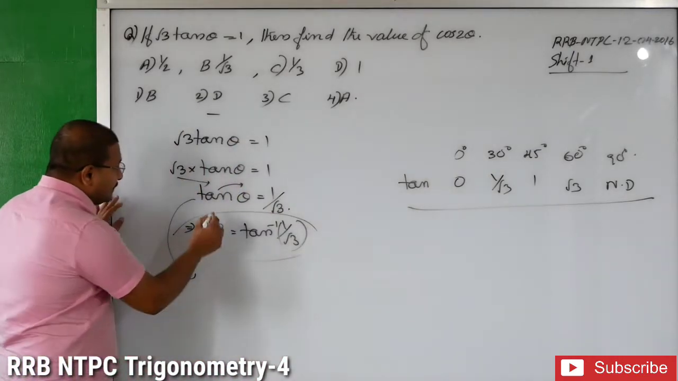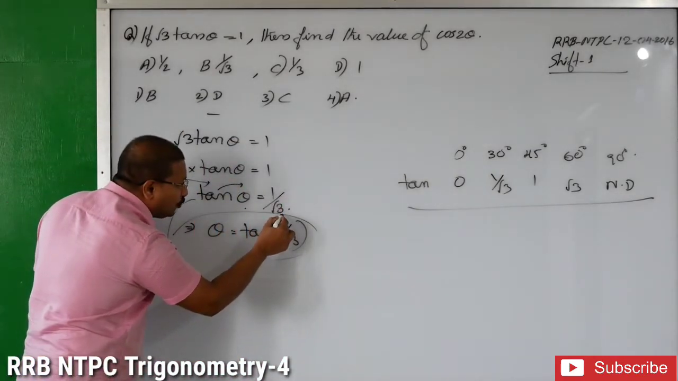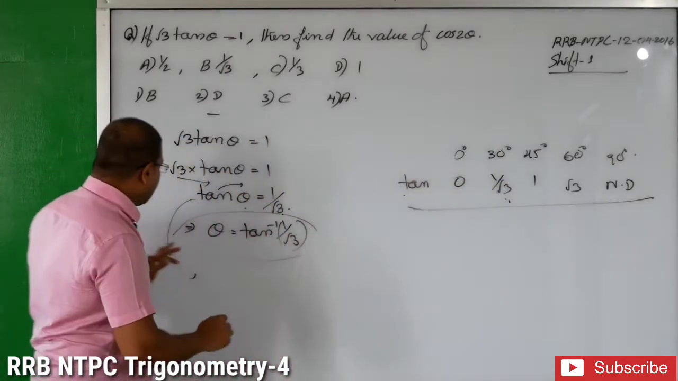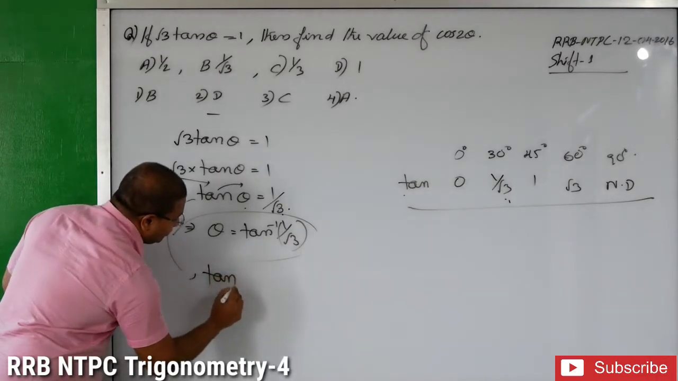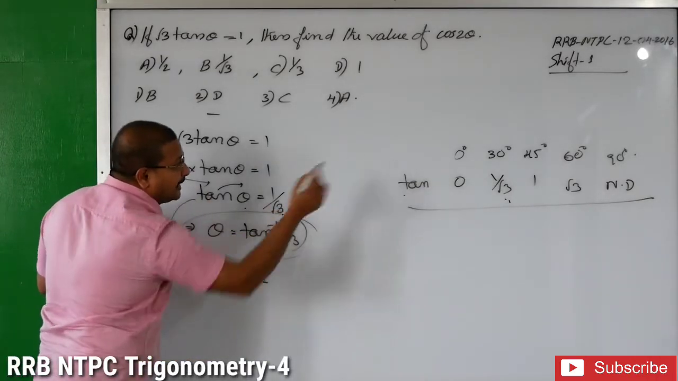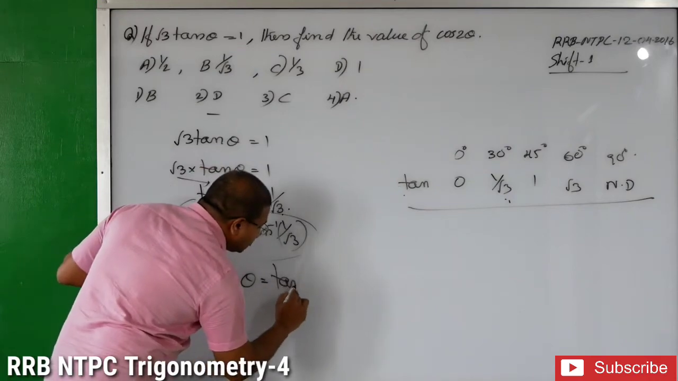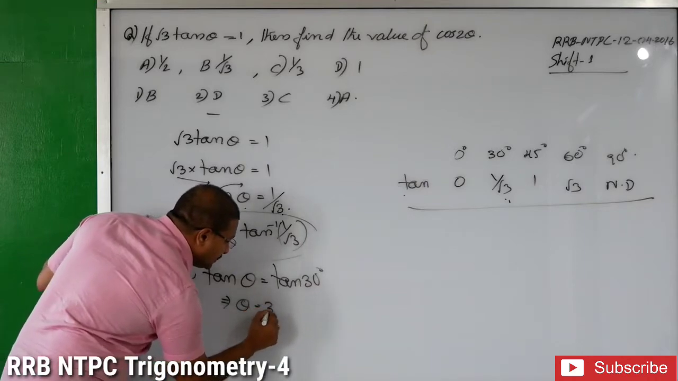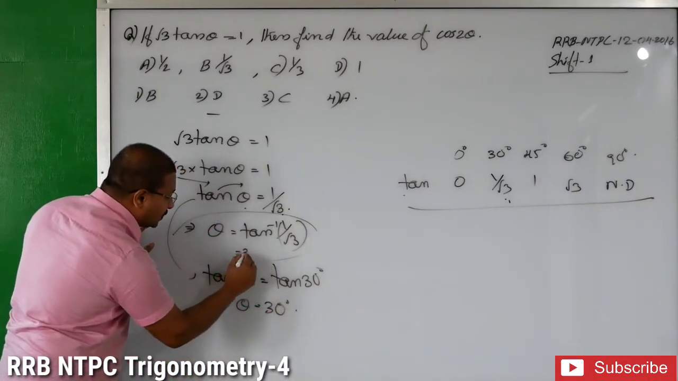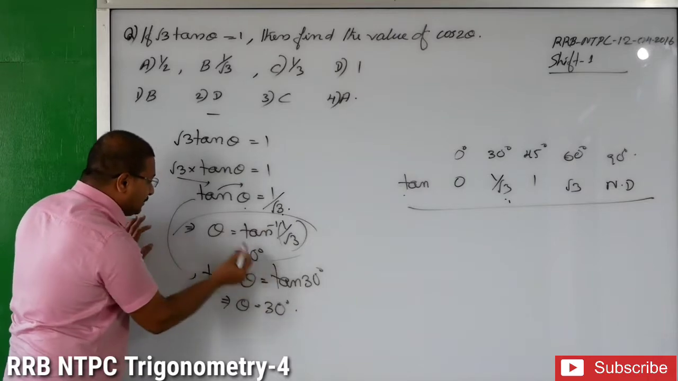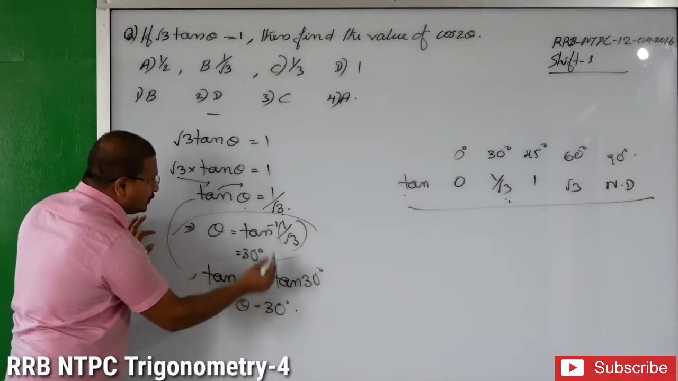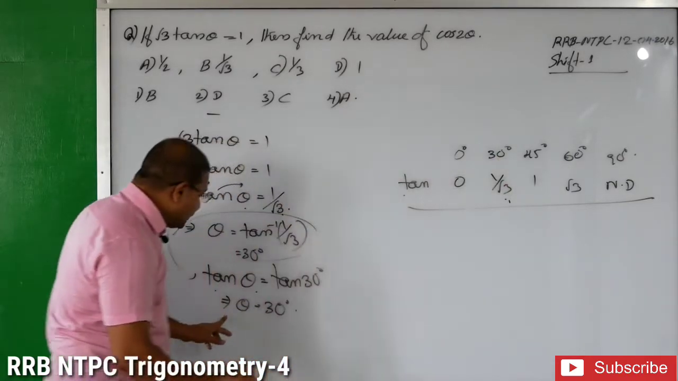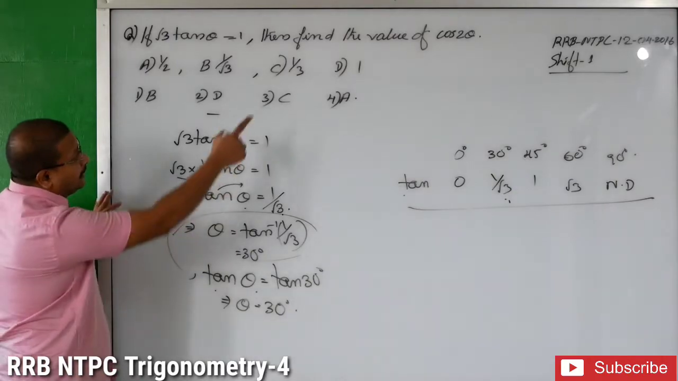Ready? That means tan theta equals 1 by root 3 means that is tan 30. So tan 30 degree implies theta equals 30 degree. Actually, you can write 30 degree directly here. But if you are not understanding this step, you can come directly here. Tan theta equals, in place of 1 by root 3, we will write tan 30. After that, theta equals 30. Now, what do we want?